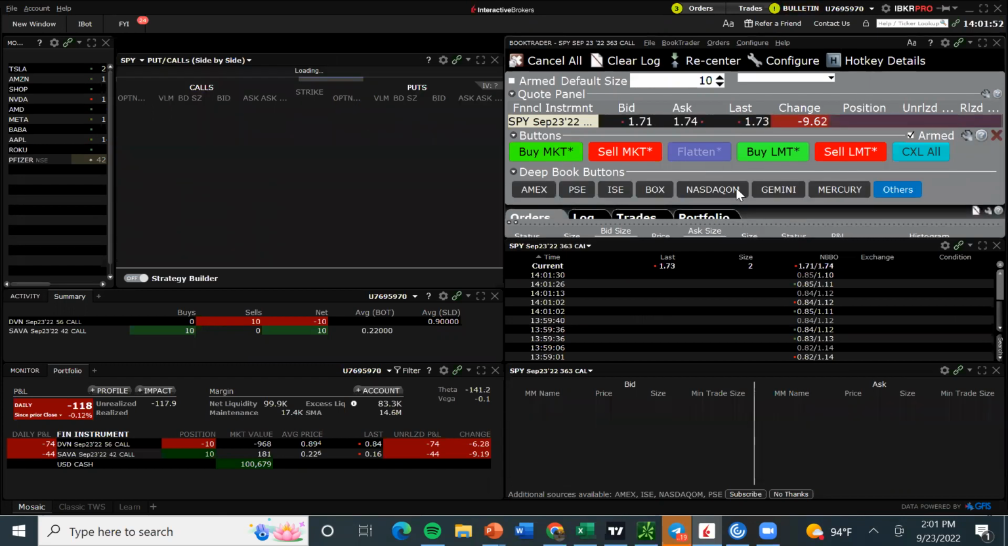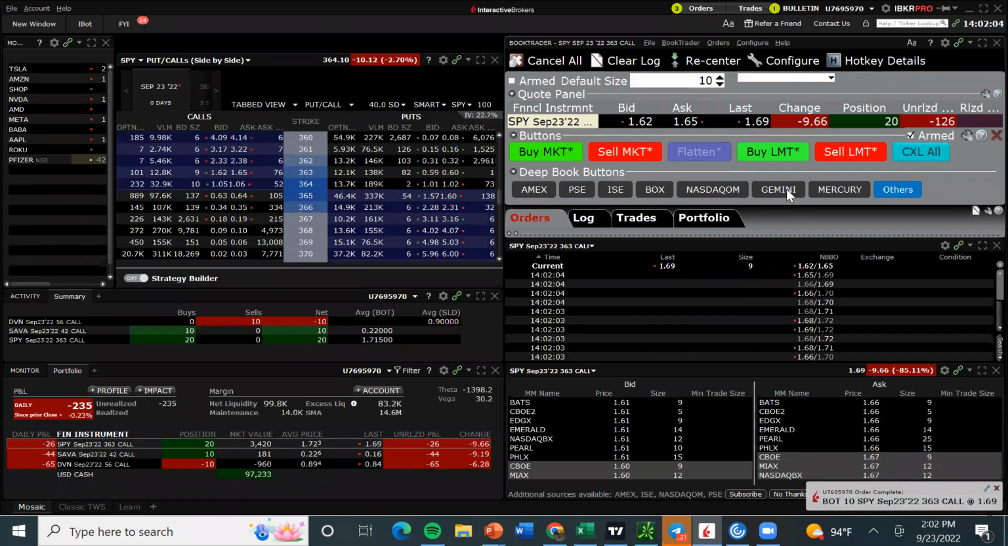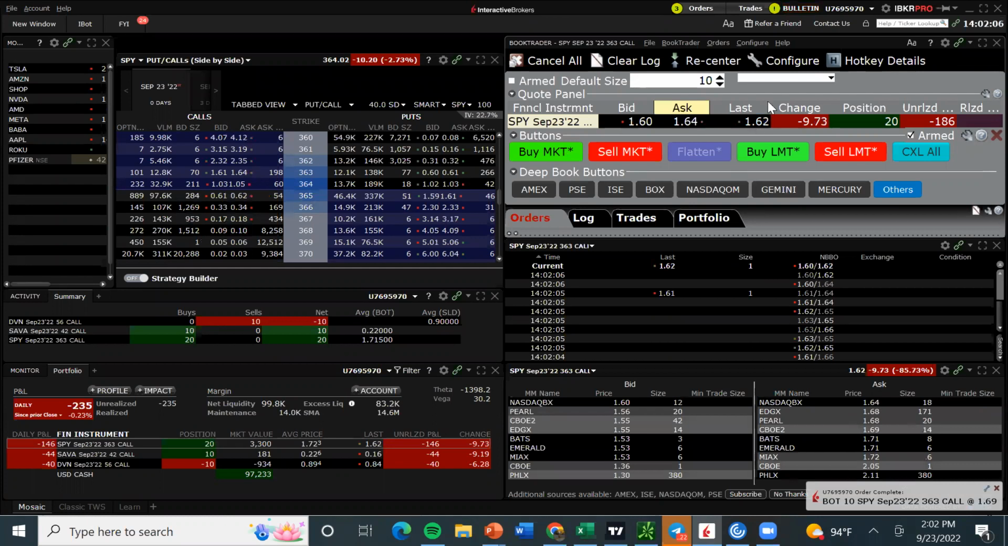Right, you can do buy limit, because generally the liquidity is very high. Even if you do buy market or buy limit, generally you get the best price.